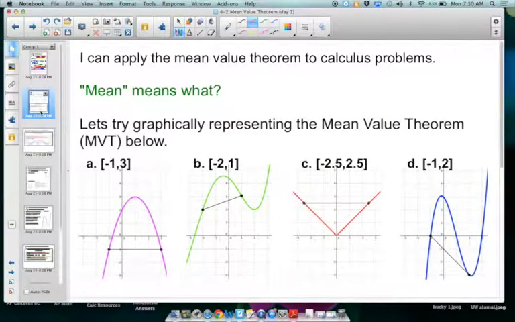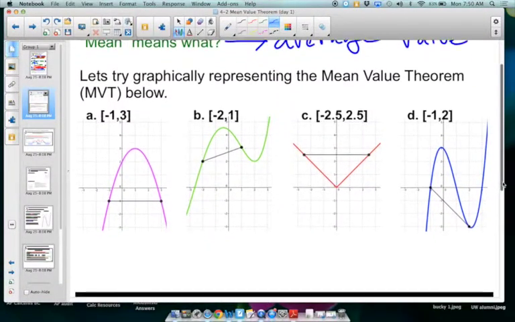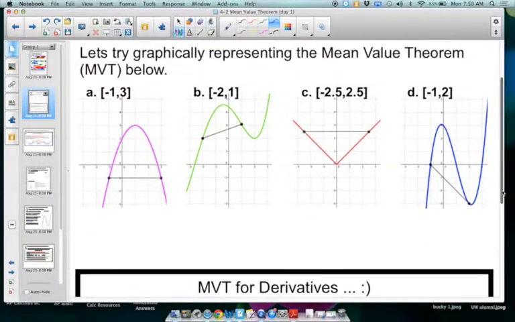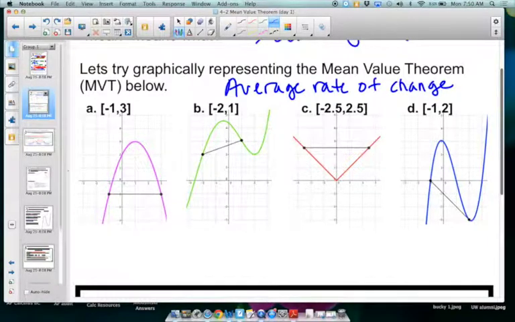So, first question, what does mean mean? Average. Awesome. Mean is another word for average or average value. Okay? So when we talk about average value graphically, we're talking about an average rate of change. Do we remember graphically what an average rate of change is drawn as?